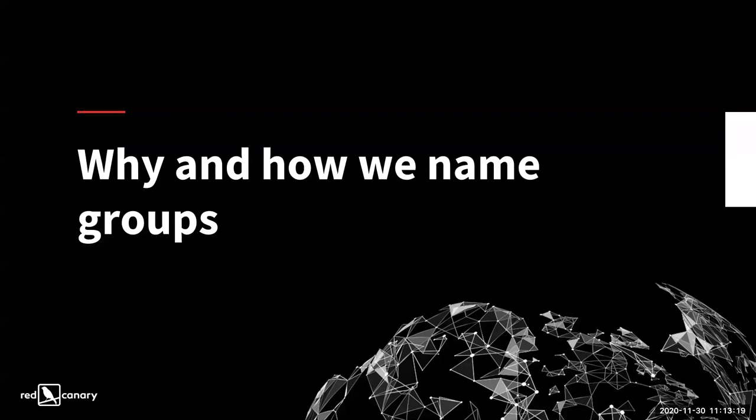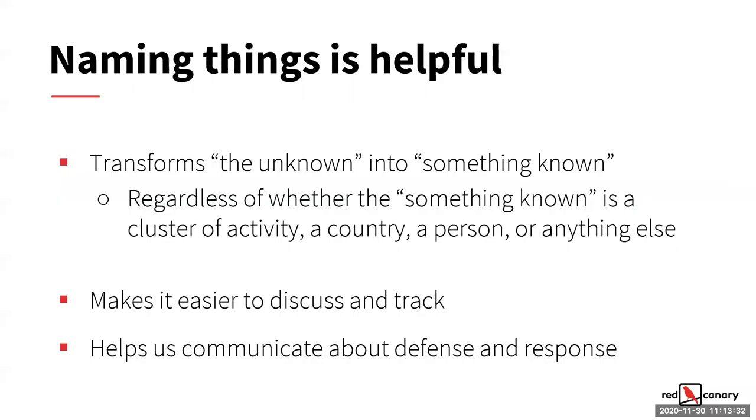Let's start by talking about why we even name things. This is really interesting because for years and years I've been doing threat intel, and we just sort of named things, right? It's just what we do, we name groups. But why do we even do that? This first point is really, really important. If you think about it, by naming something, it doesn't matter what you name it, you're transforming it from something unknown to something known.